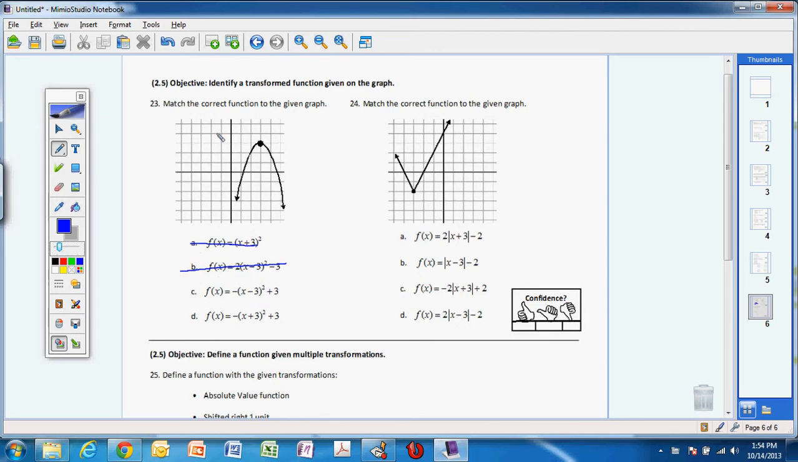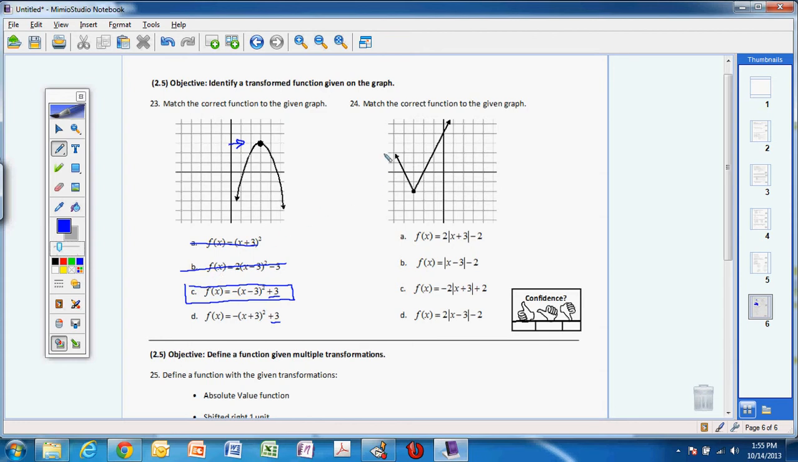And then the next thing I notice is I'm shifting up 3. So both of these actually have that, so that's okay, and they both have the negative. So looking inside, I'm either going to have to shift right 3 or shift left 3. In this case, since I'm shifting right 3, that tells me I need a -3 on the inside. So in this case, C would be the option for that one.